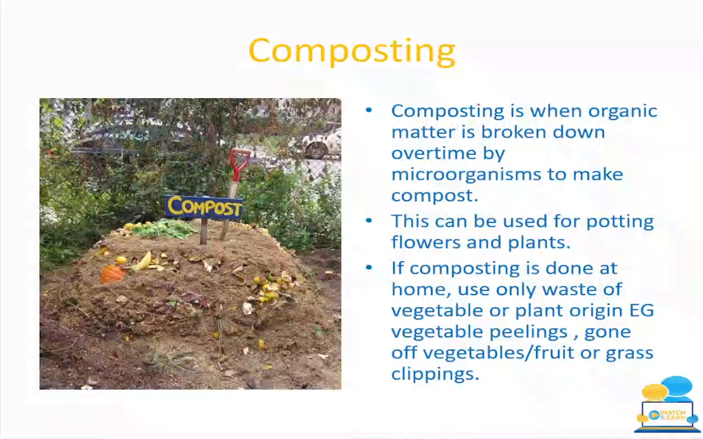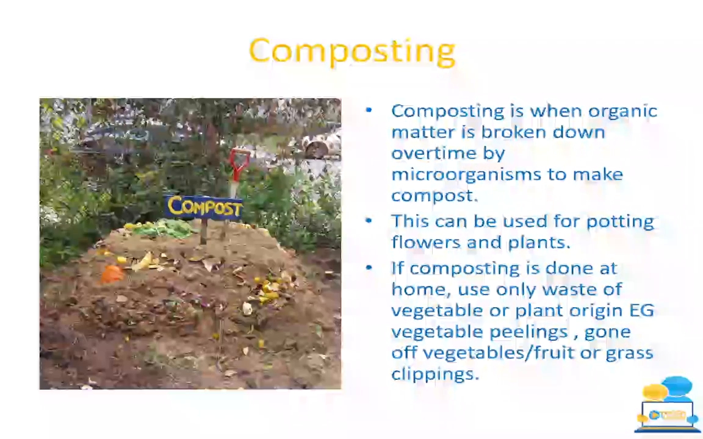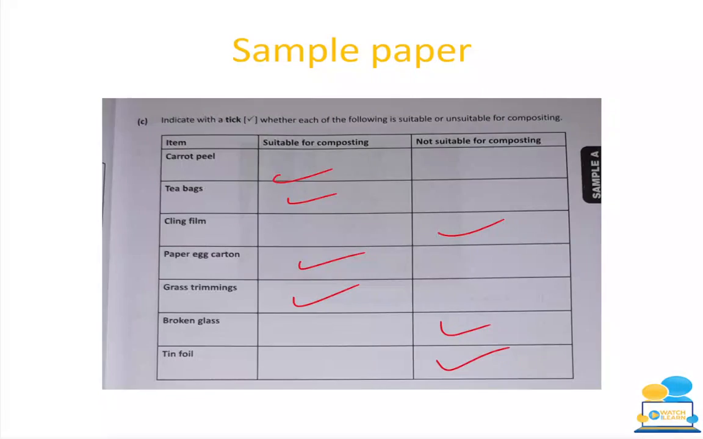You can use any kind of vegetable or plant based peelings, and even when you're cutting your grass, you can put the grass clippings into it. Here is an example of a question. So it says the items, and then you have to tick whether it's suitable for composting or not suitable. So your carrot peel would be suitable, as would your tea bags.